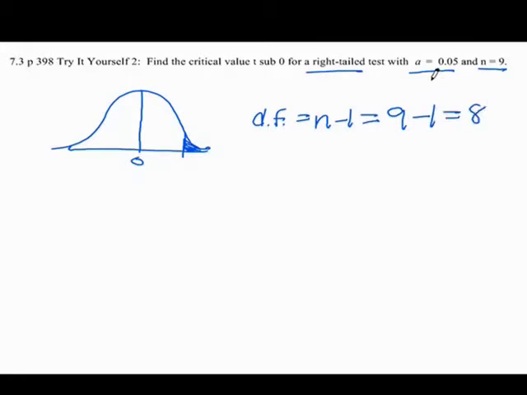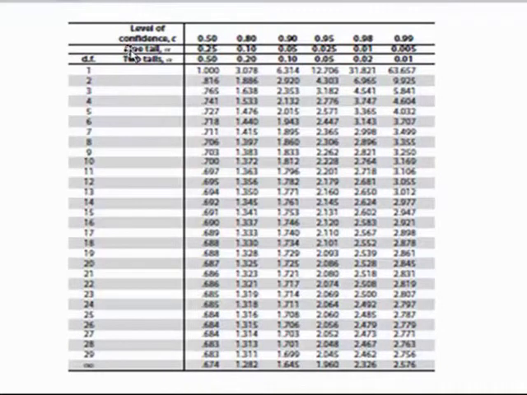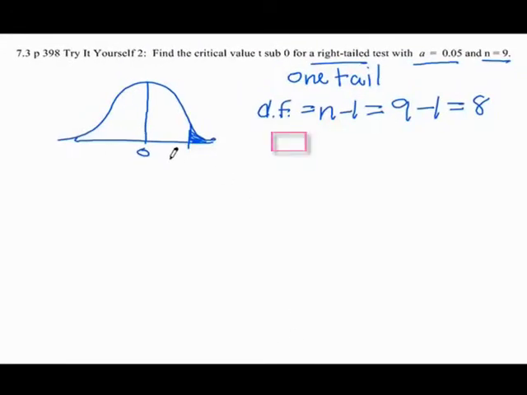So we're going to look up alpha is 0.05. Right tail means it's a one tail. So we're going to go to table 5 and we're going to look up a one tail test. Degree of freedom is 8 and alpha equals 0.05. Table 5, this is our t-distribution. So we've got a one tail test. The alpha is 0.05. Our degree of freedom is 8, and that's going to be 1.860. So positive 1.860, and so our t sub 0 is 1.860.